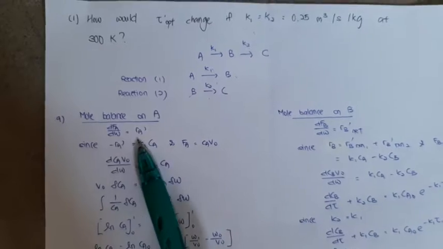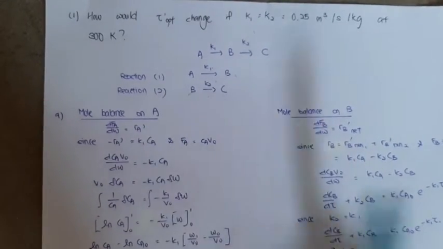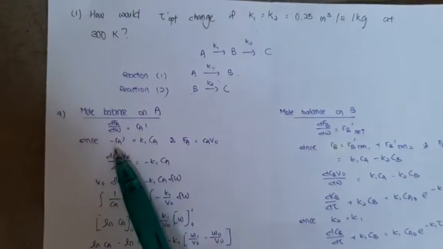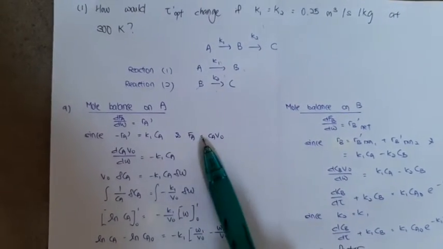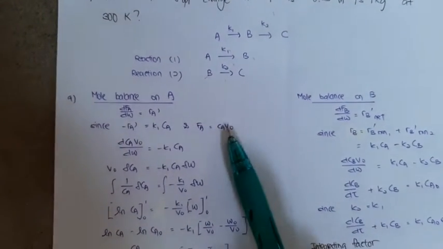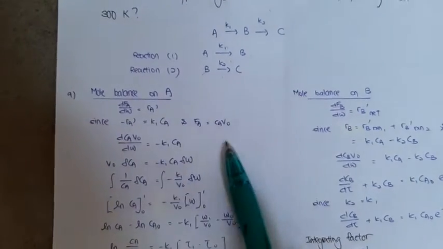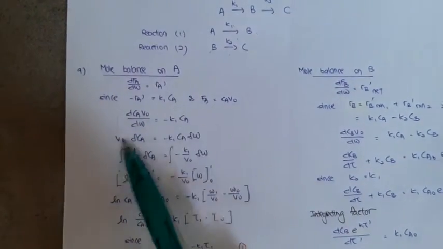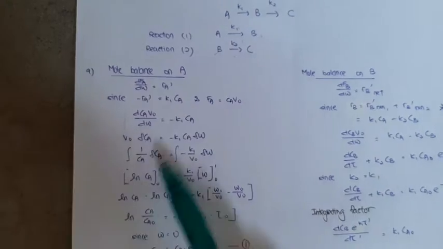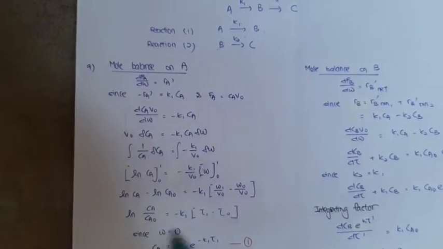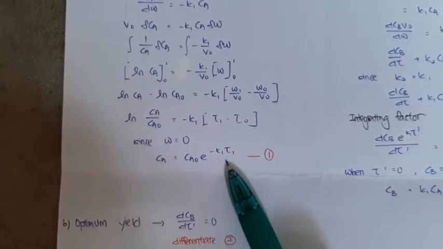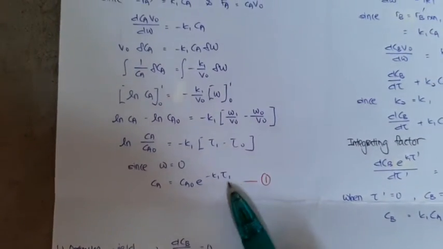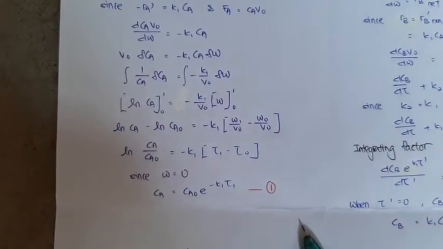dFA over dW equals the reaction rate. Since the reaction rate equals K1 times Ca and Fa equals Ca times V0, we put these two equations in here and we get this one. Then we integrate both sides, and finally we get Ca equals Ca0 e to the power of negative K1 tau 1. So this is our first equation.